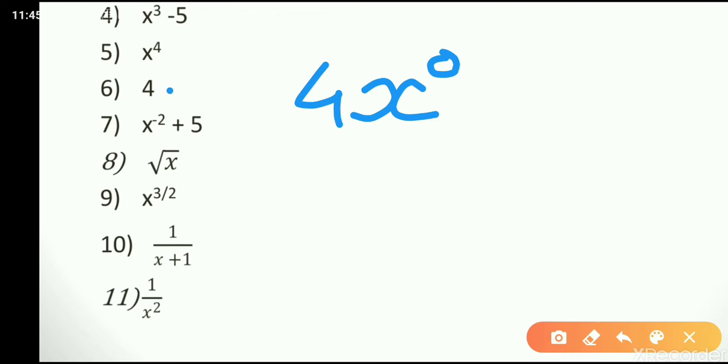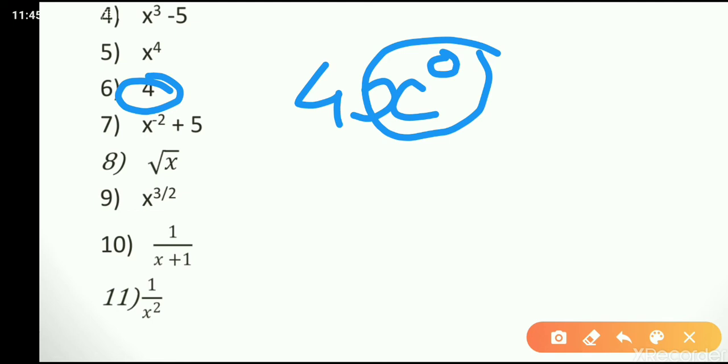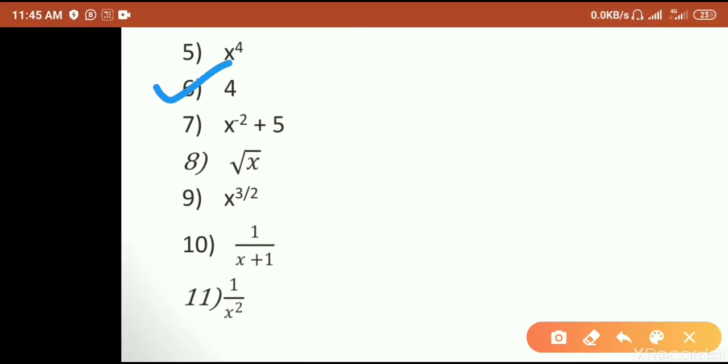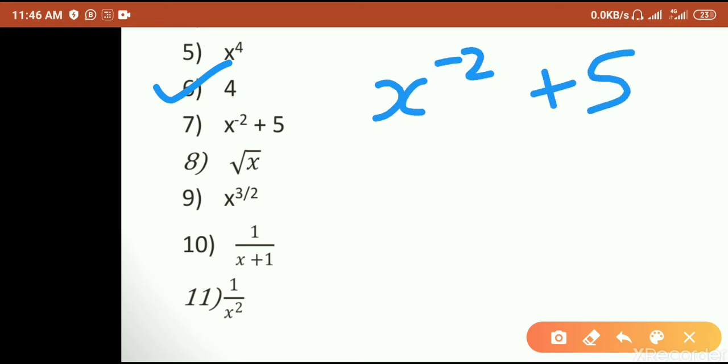So whenever only a number is given, just write x raised to 0 or y raised to 0. You can choose your variable, okay, but its power will be 0, and 0 is a whole number. Yes, so this is also a polynomial. Even the sixth one is a polynomial. What about seventh? Here in the seventh question, x raised to minus 2 is given. Now minus 2 is not acceptable as a whole number. So this is not a polynomial, because minus 2 is not a whole number.